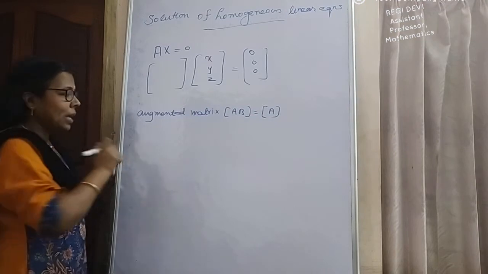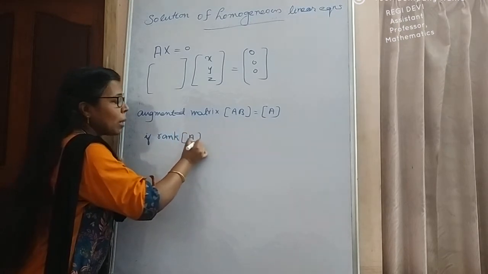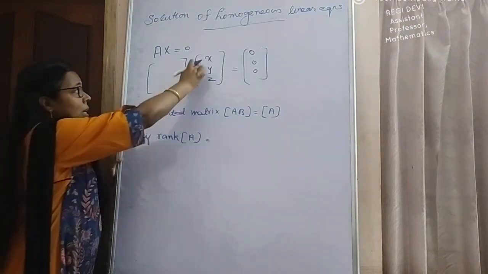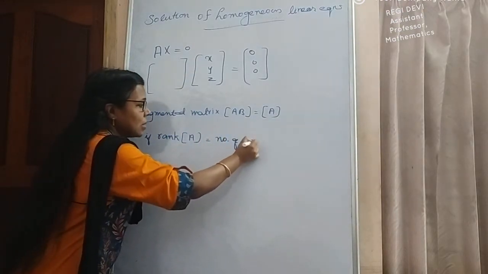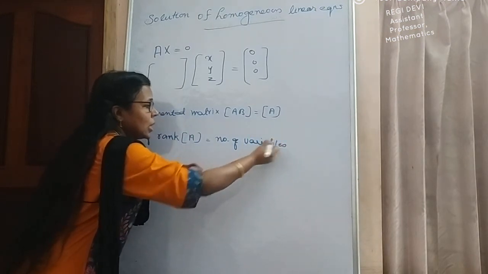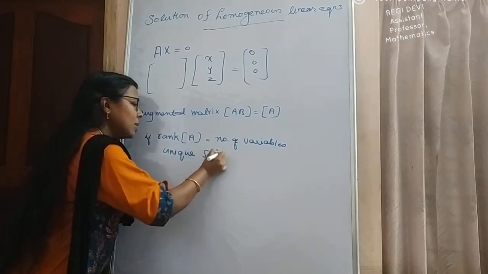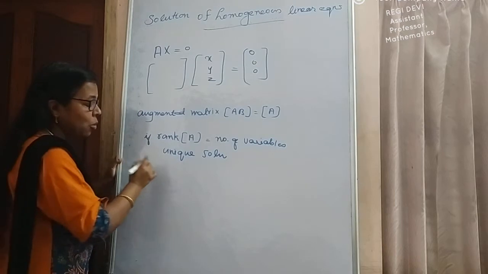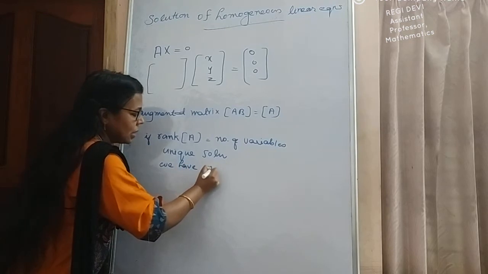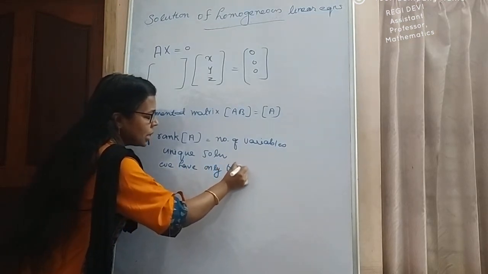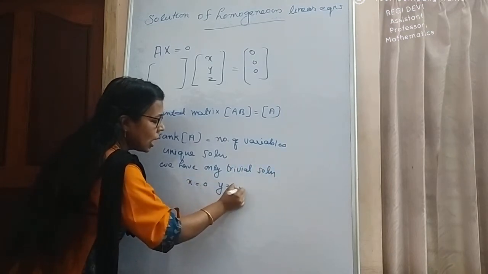Then we have to find the rank of A. If rank of A equal to number of variables, where the variables are x, y and z, then we get a unique solution, but the solution is only the trivial solution. Trivial solution means x equal to 0, y equal to 0 and z equal to 0.